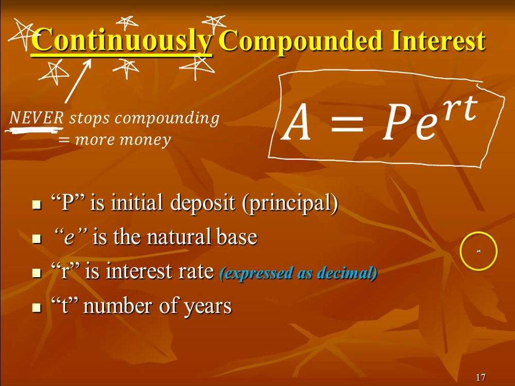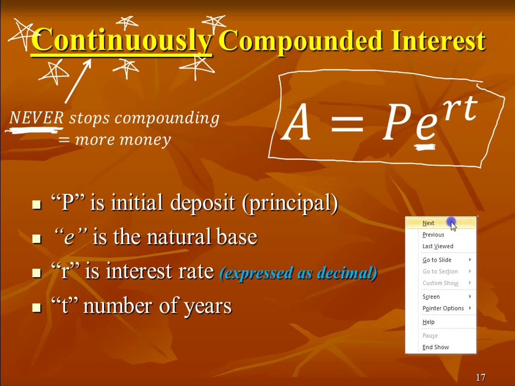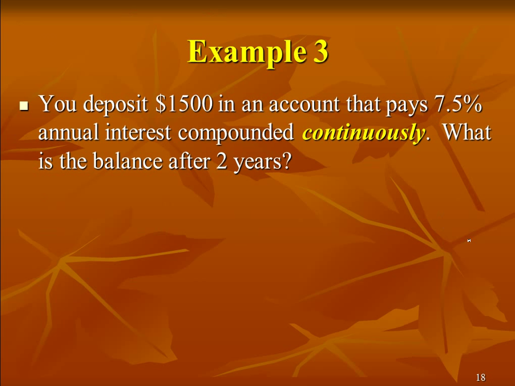Everything's the same. A is still your total. P is still your deposit, what you put in. E, remember again, e is just a button, 2.718. R is still your rate, T is still your time. Okay, so let's look at our example. You deposit $1,500 into an account that pays 7.5% annual interest compounded continuously. What is the balance after 2 years? Almost identical to questions that you had in the last section, except this word, continuously. So since you see that word continuously, we know we're using PERT.